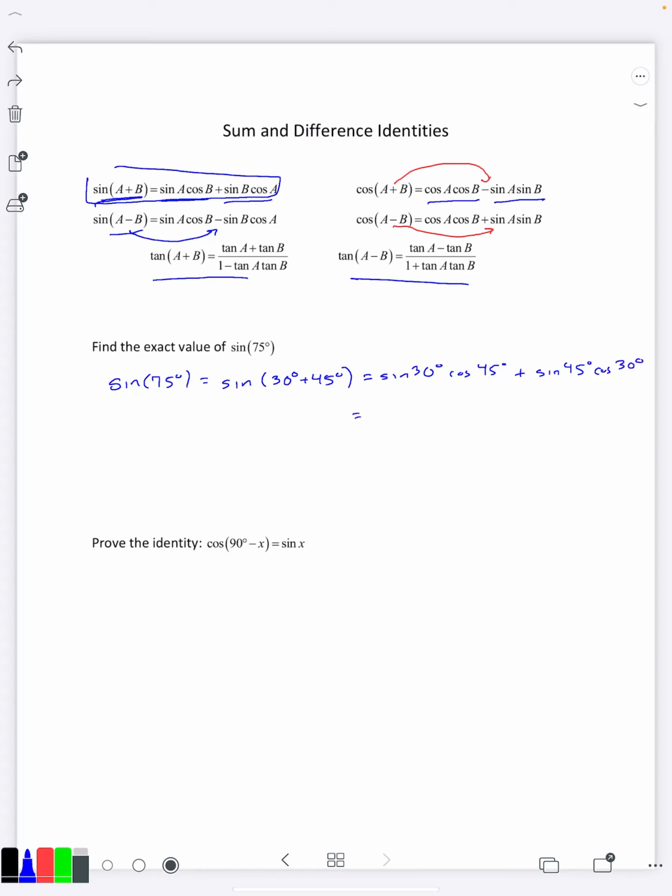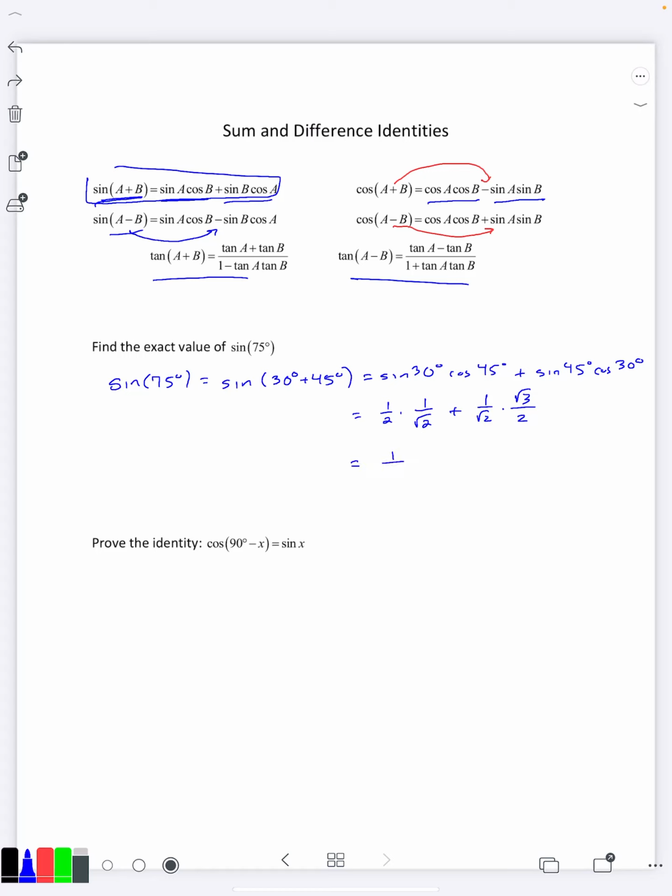And then we use our special values of sine and cosine. Sine of 30 is 1/2. Cosine of 45 is 1 over root 2. Sine of 45 is also 1 over root 2. And cosine of 30 is square root 3 over 2.